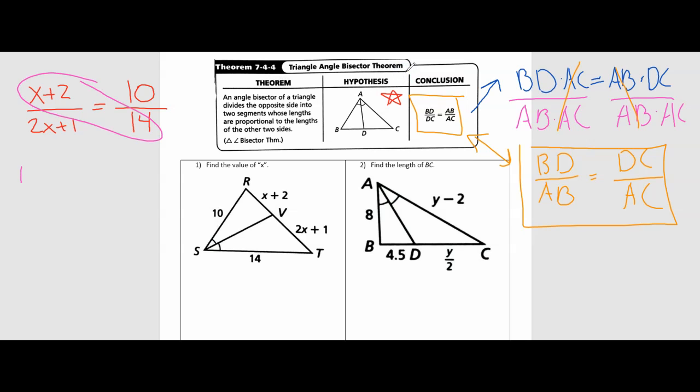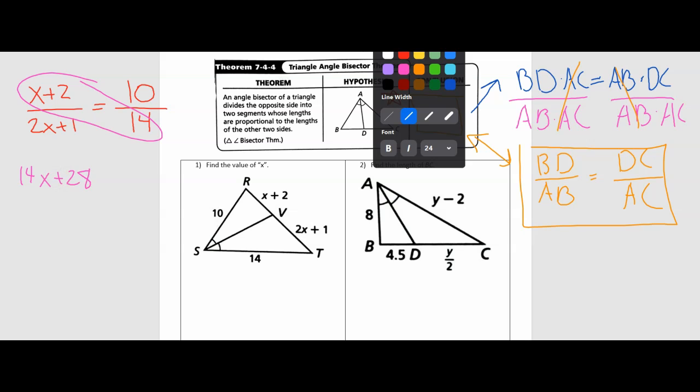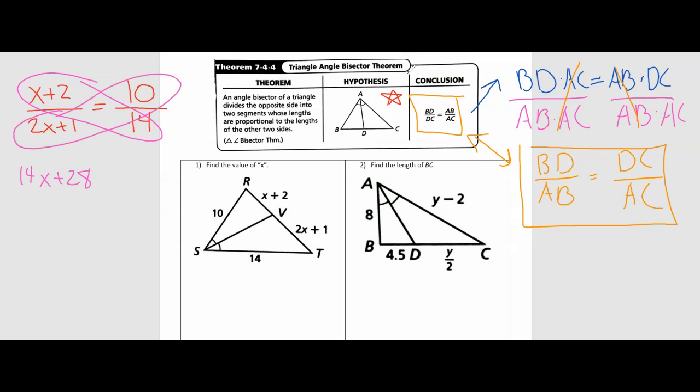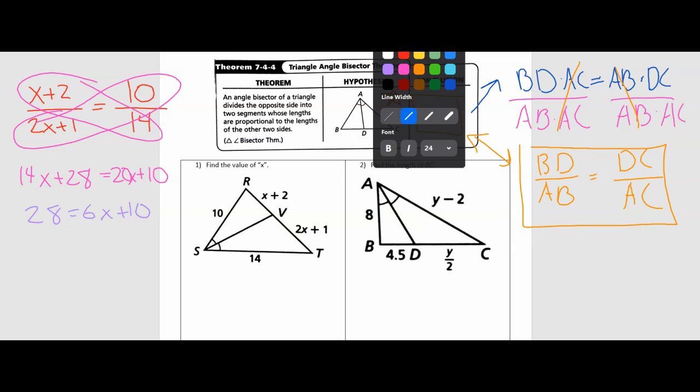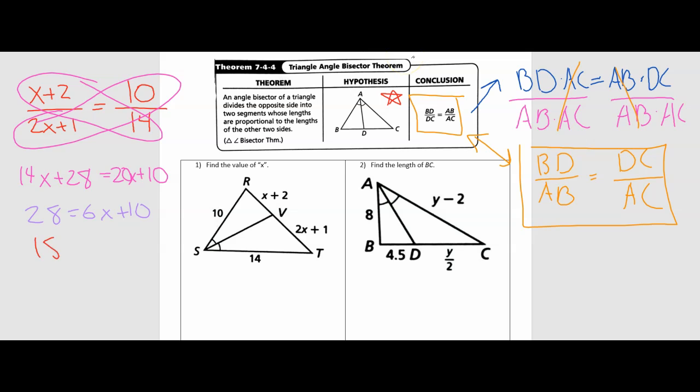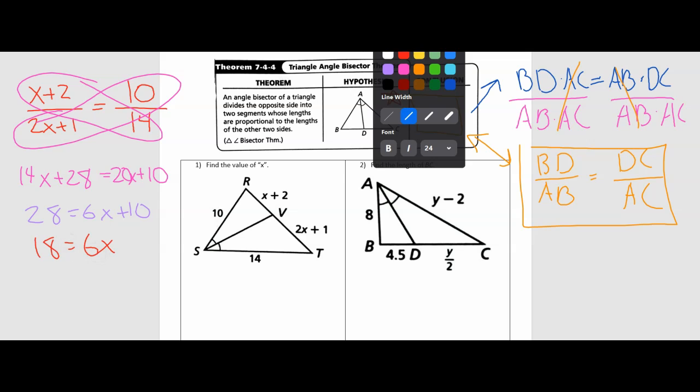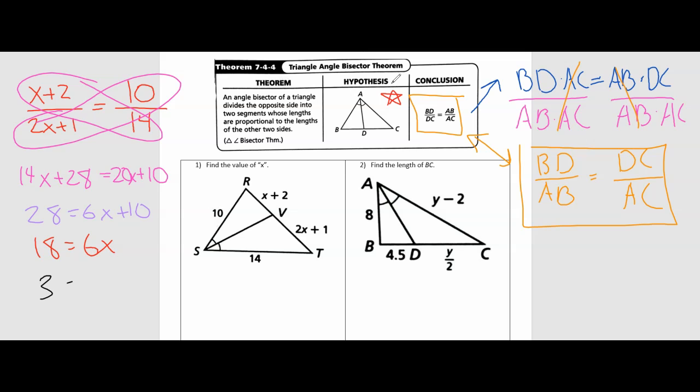So a little cross multiplying. This gives me 14x plus 28. Cross multiply with the other two, I get 20x plus 10. Don't let me forget my x. Subtract 14x from both sides. It's going to give me 28 is equal to 6x plus 10. Subtract 10 from both sides. It's going to give me 18 is equal to 6x. Divide both sides by 6, and I get x is equal to 3.